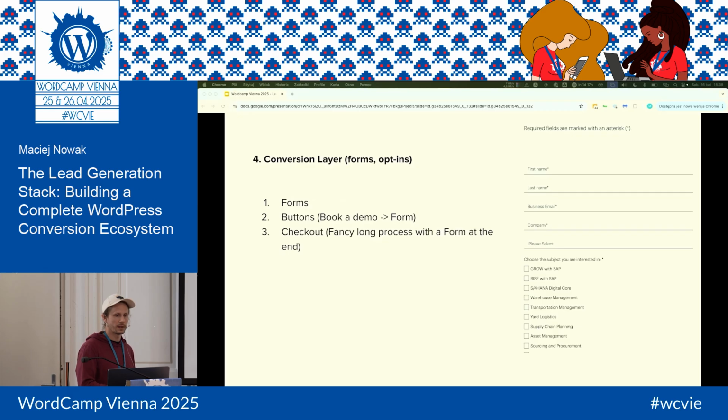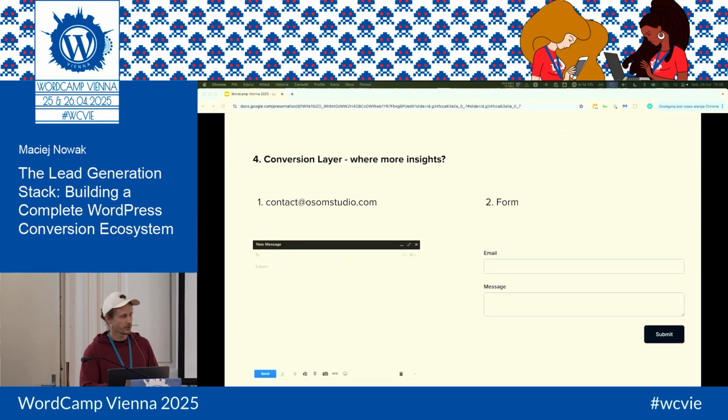Then we have a conversion layer. This is what allows you to gather the leads. Forms, buttons for booking demos, the checkout process is that part, right? Which is basically a fancy long process with a form at the end. So these conversions are enabled mainly by forms.